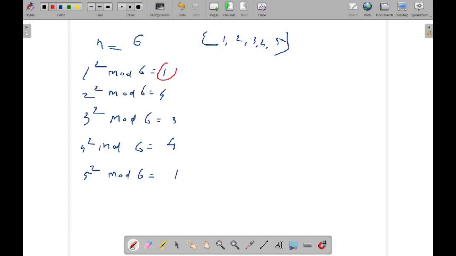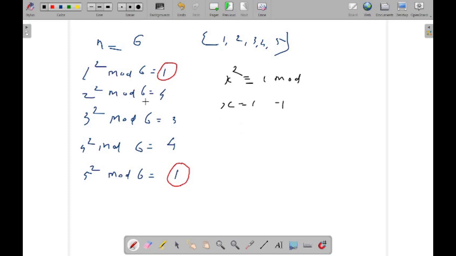Okay, here we have a 1. 5 square mod 6, here another 1. So only 2. That is, x square congruent to 1 mod n, x is getting 2 values. That is 1 and minus 1. We know in the modular 6 system 5 is equal to minus 1.